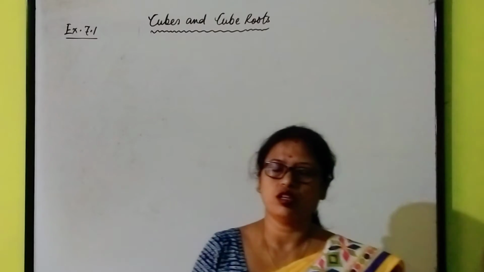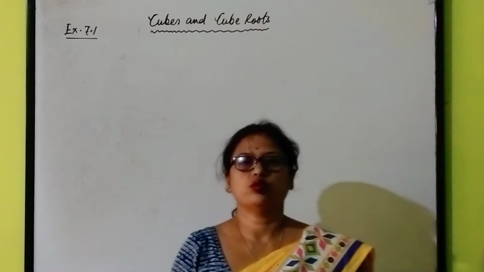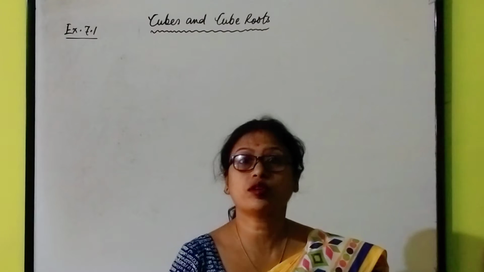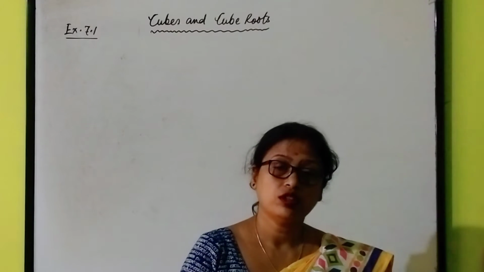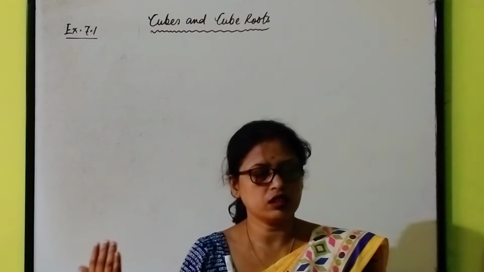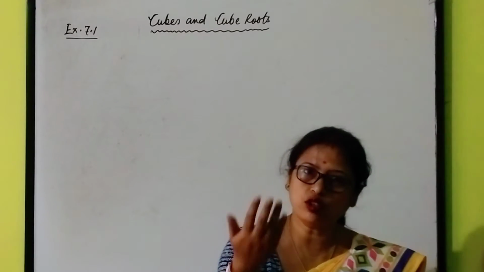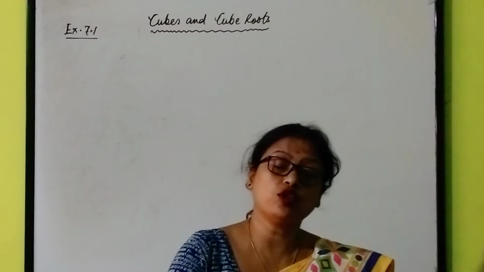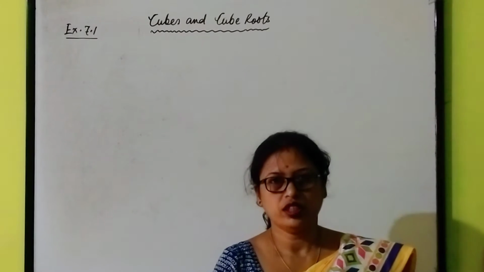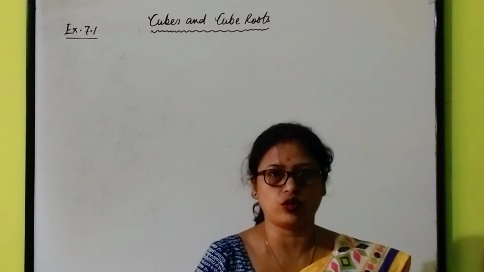Cubes means, suppose, 1 cube. What is 1 cube? It is 1. 2 cube is 8. 3 cube is 27. 4 cube: 4 4s are 16, 16 4s are 64. 5 cube is 125. These are the cubes. And the cube root of 125 will be 5. The cube root of 64 will be 4, in this way.